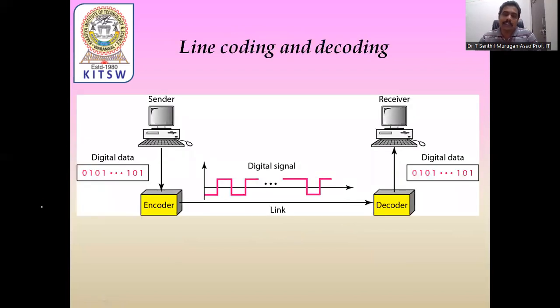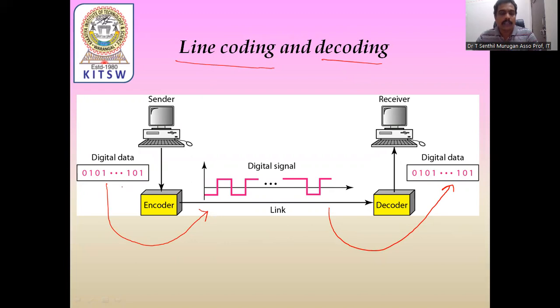So what are the things required for that? Line encoding and line decoding. Why? Because the digital data will be converted into digital signals, then signals will be converted back into digital data. Data to signal, signal to data. While converting data to signal, we need an encoder. While converting signals to data, we need a decoder.